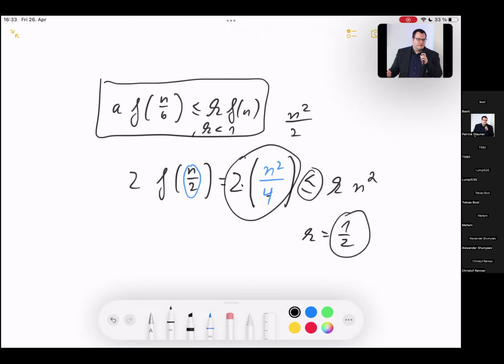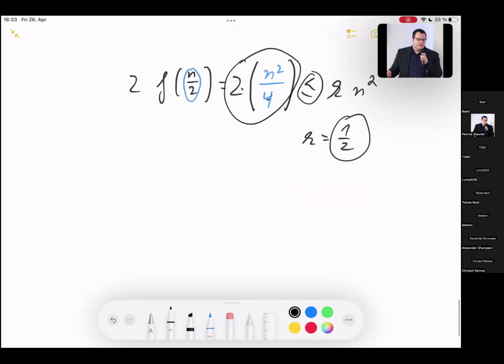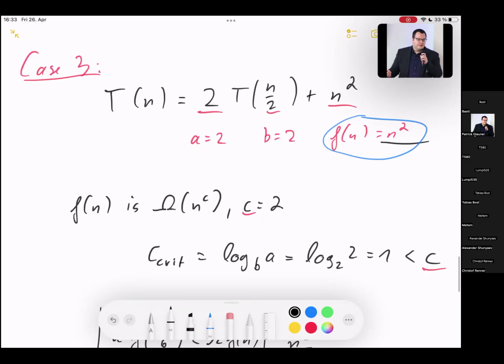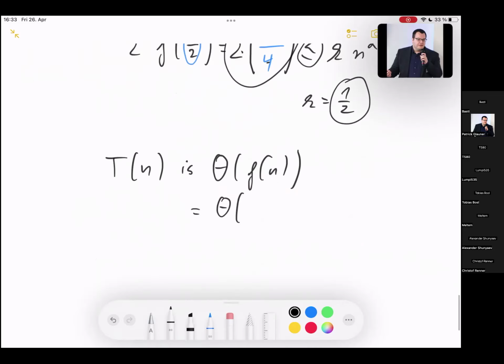So I have fulfilled the other condition of case 3, and now I can say, well, T of n is theta of f of n, because this is case 3, and we have our f of n, which is n squared, so it's theta of n squared. So T of n is theta of n squared.